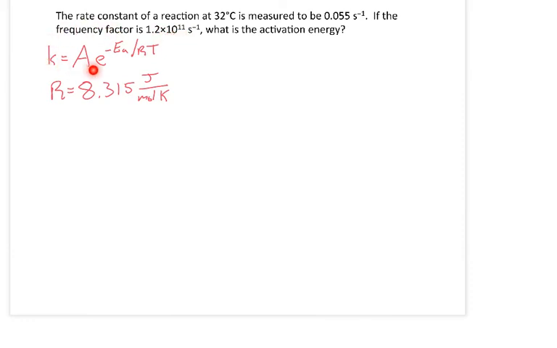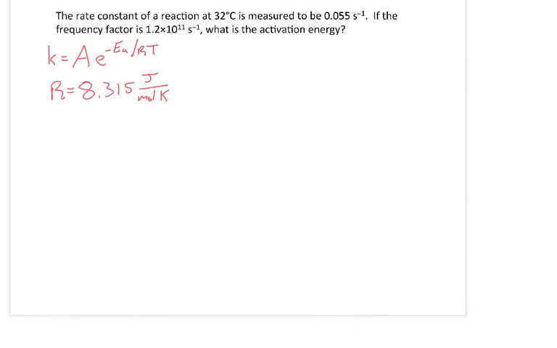So we're using the Arrhenius equation. We're solving for the activation energy. They gave us k. They gave us the frequency factor. We know R is the gas constant, and they gave us temperature. So all we have to do is work out the algebra to solve for the activation energy.